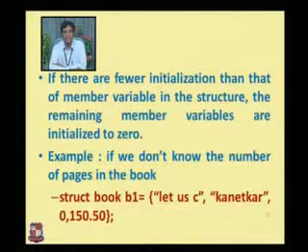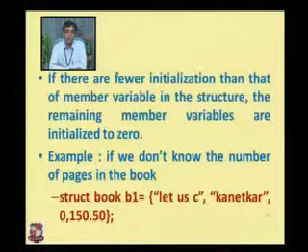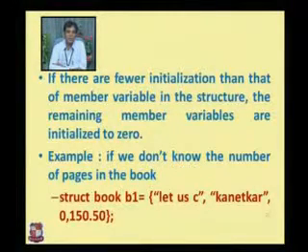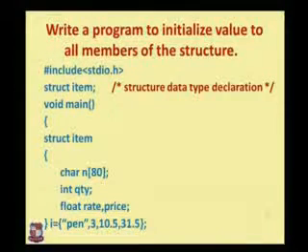If we assign values to a variable, the variable holds constant values. In a similar way, if we define the variable b1, then b1 holds constant values: the title, the author, and 150.50 as the price. One thing is also not included here, that is the pages. Then to show this, I also have a program.